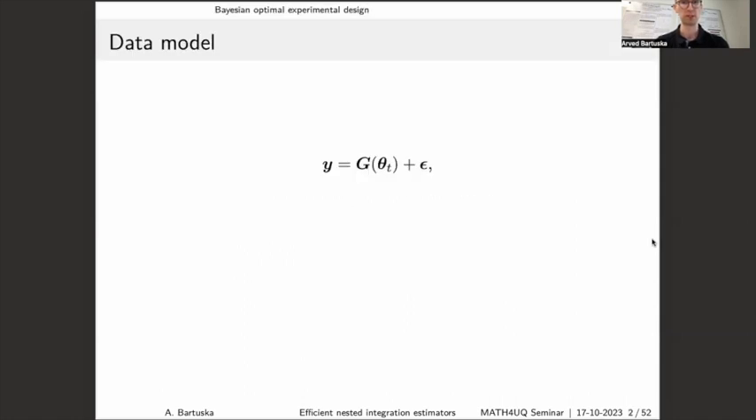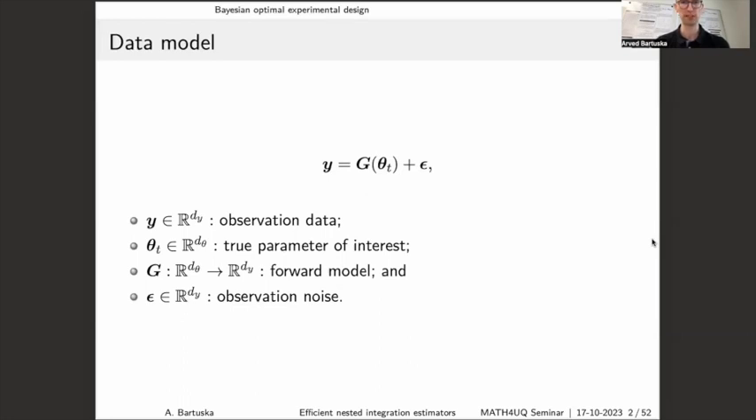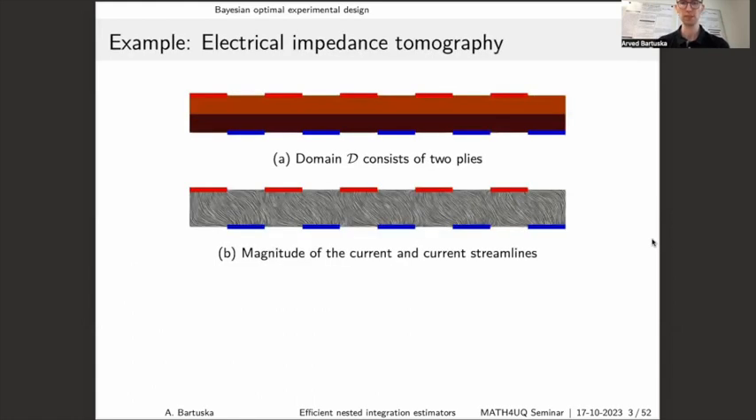So we start off by introducing the data model, where we have observation data Y and a forward model G that depends on the true parameter of interest that we call theta T. And we have additive observation noise, epsilon. We will assume that this comes from a centered normal distribution throughout this work. From this model, we will build the more elaborate things that we want to present.